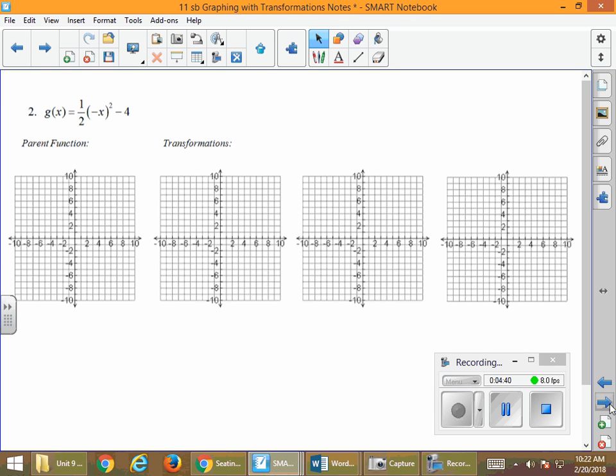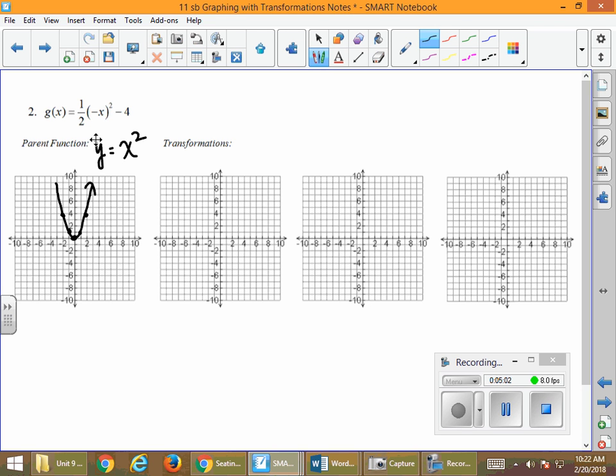Problem number 2. We'll start like we do on all of the functions. Let's graph our parent function. Hopefully I can graph this one a little bit better than the last. 0, 0, 1, 1, 2, 4, negative 1, 1, negative 2, 4. Those are our parent function points, typically.